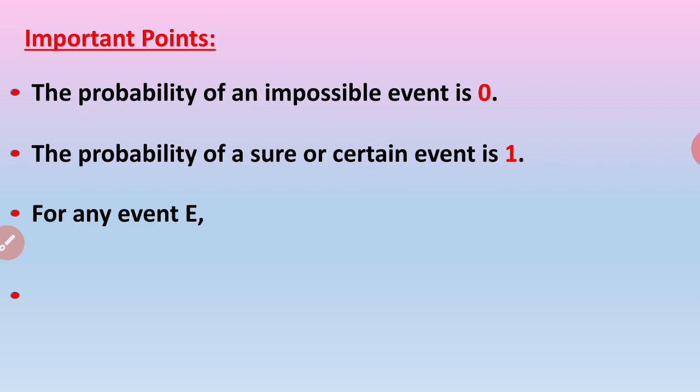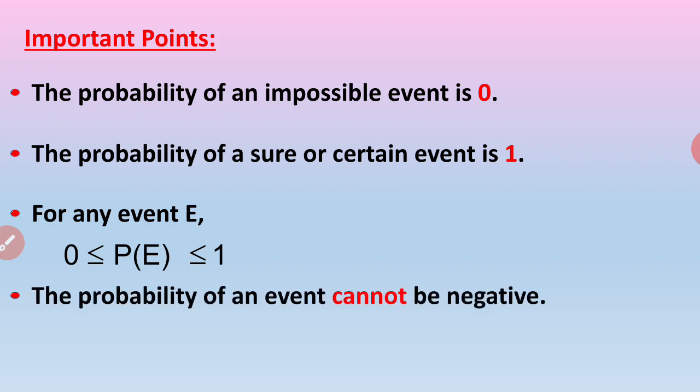For any event E, the probability of the event will always lie from 0 to 1. That is 0 less than or equal to probability of the event less than or equal to 1. So probability is a number which may start from 0 and it may end at 1. The probability of an event cannot be negative. It is as low as 0, so it cannot be a negative number.